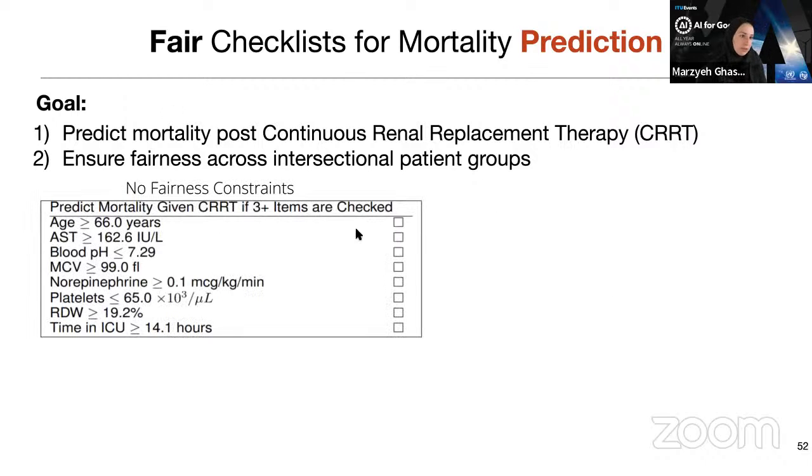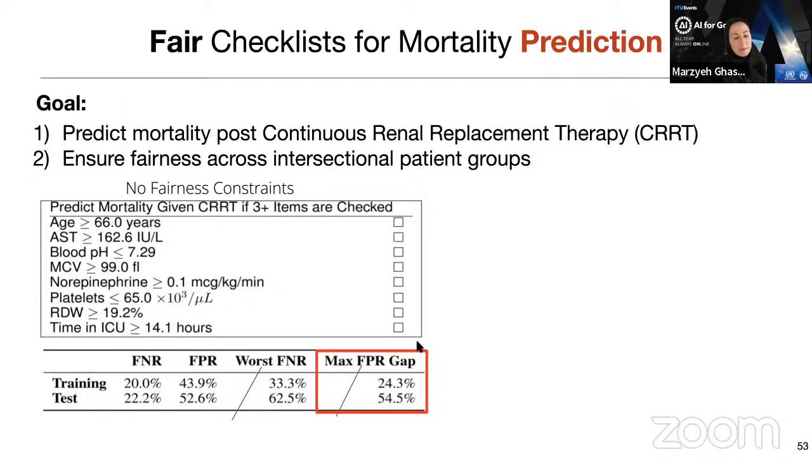Look at this beautiful checklist. We're going to predict mortality given CRRT if 3 or more of these items are checked. Do you see anything here that has to do with gender or race? No. Any proxies you can see? Any spurious correlation? Not really, right? The doctors couldn't when I trained this checklist and gave it to them. They said, it looks great. This checklist has a max false positive rate gap between Black women and white men of 54%. That's insanely high. And there's no obvious proxy here.